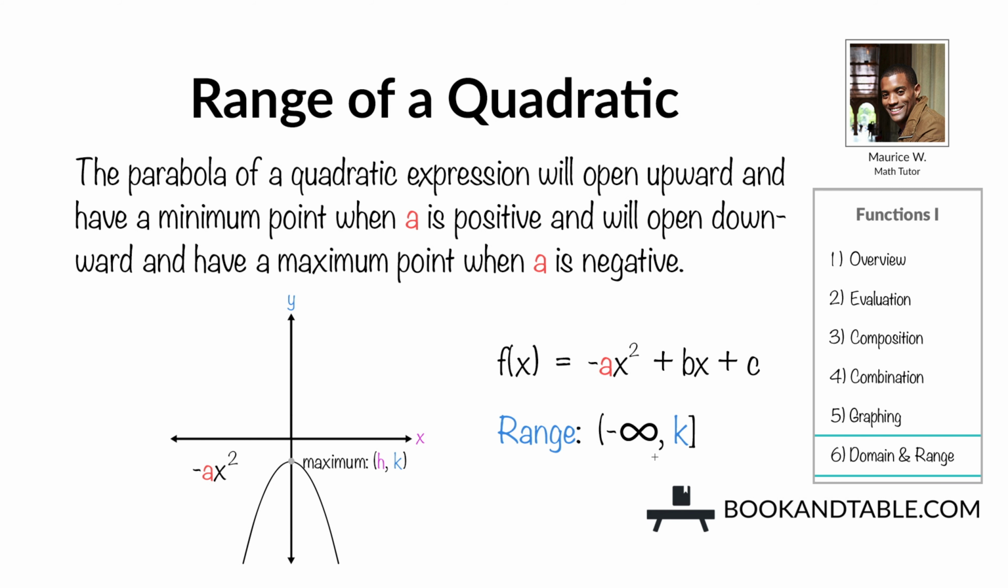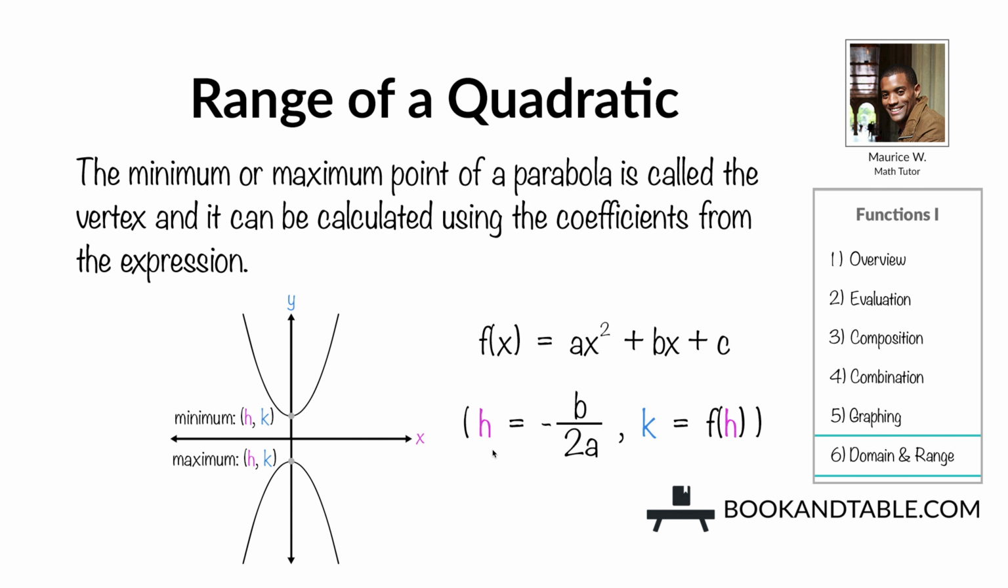Now, why are we using h and k? h is the x coordinate of the point that we are looking for, and it can be found using this formula. h is equal to negative b divided by 2a. a is the coefficient of the quadratic term, and b is the coefficient of the x term that has an exponent of 1. So the minimum or maximum point of a parabola is called the vertex, and it can be calculated using the coefficients from the expression.